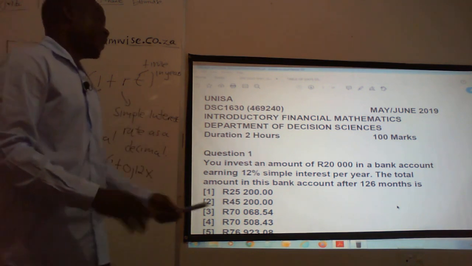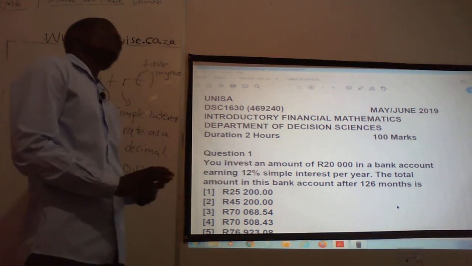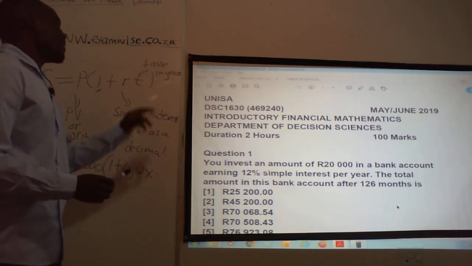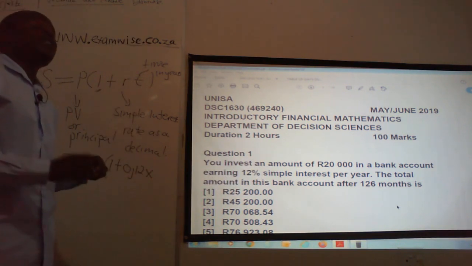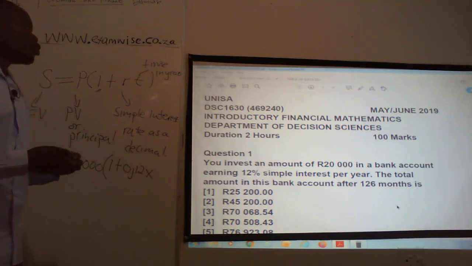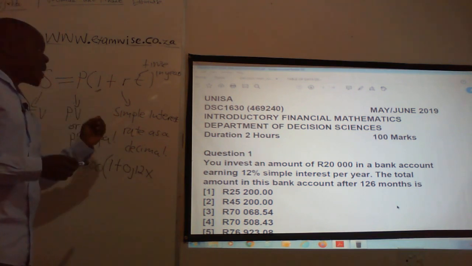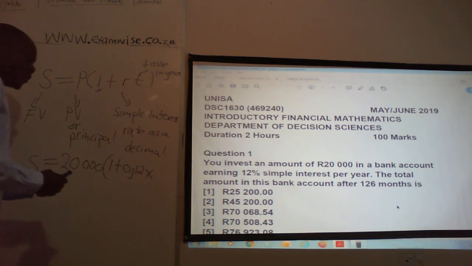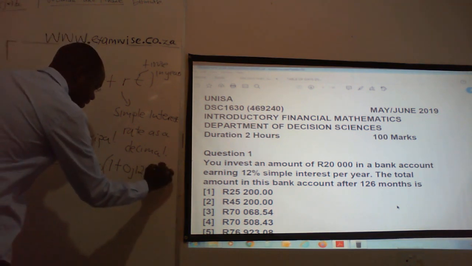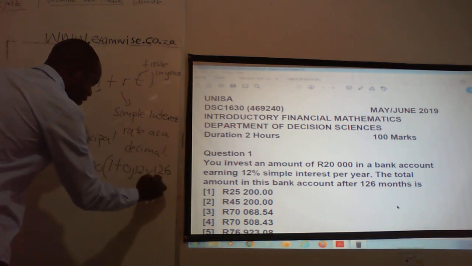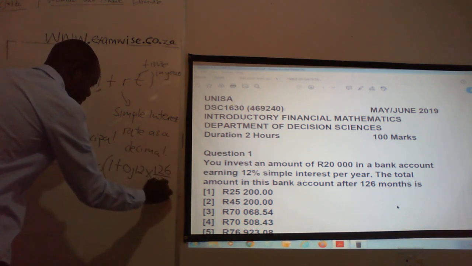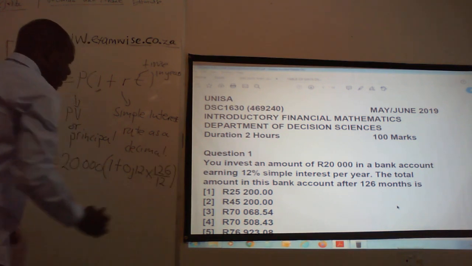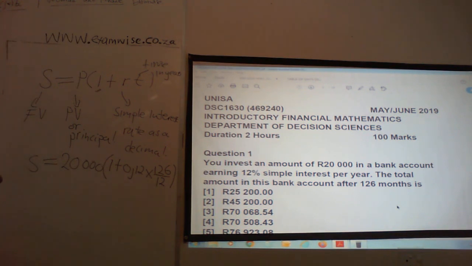Here we are given 126 months, but our T must always be in years. To convert months into years, we simply divide by 12. So our T in years here will be 126 months divided by 12, and then we close our bracket. We can now punch the variables which we have here into our calculator.